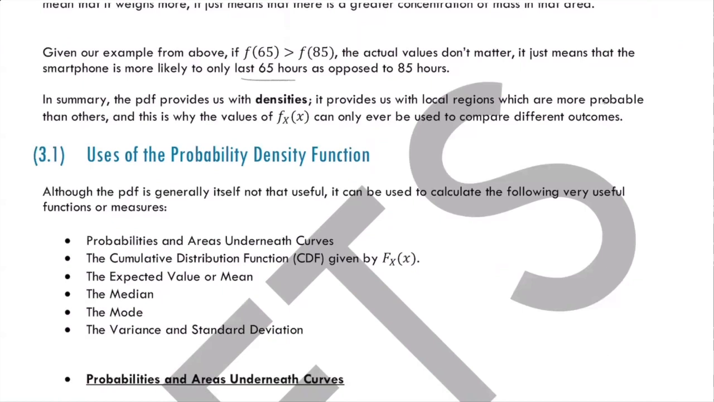We also have this thing called the cumulative distribution function, the CDF. That also has something to do with the area underneath the curve. We can find the expected value or the mean. We can find the median. We can find the mode, and we can also find the variance and standard deviation. So everything is based on this function.